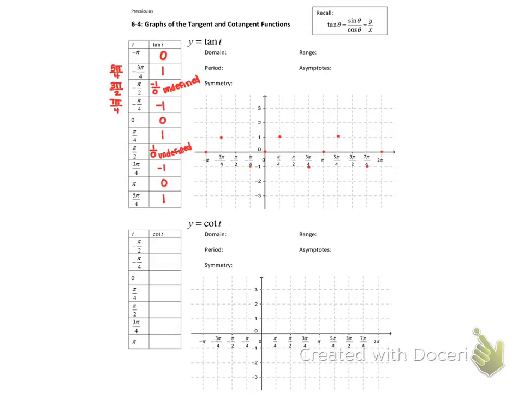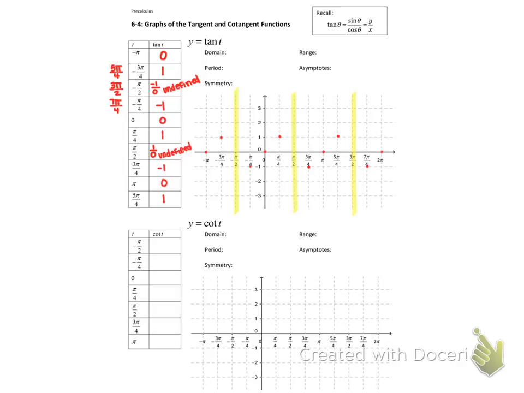before we connect our points, we're going to include our two undefined angles that are in our table. If it's undefined, it means that we have an asymptote. So I have an asymptote at negative pi over 2, at pi over 2 from my table, and then I can keep going and know that I have one at 3 pi over 2, and so on.